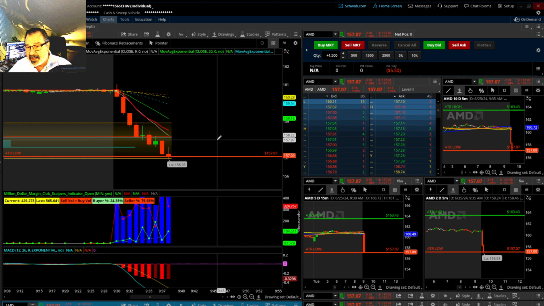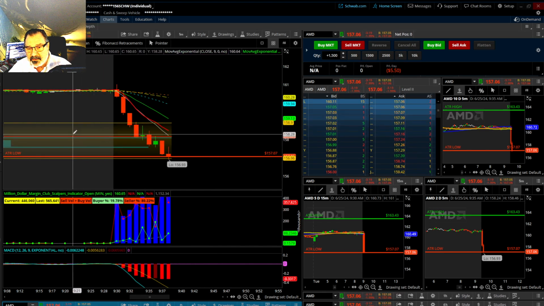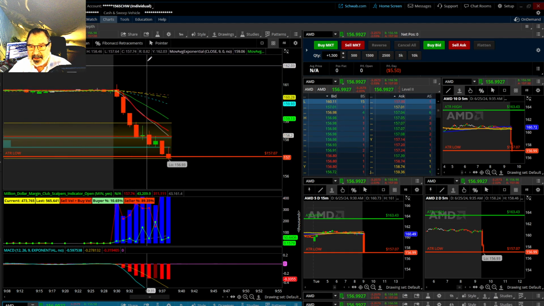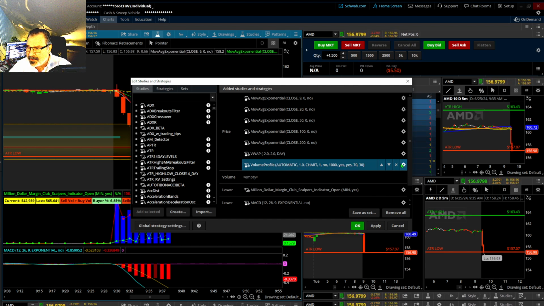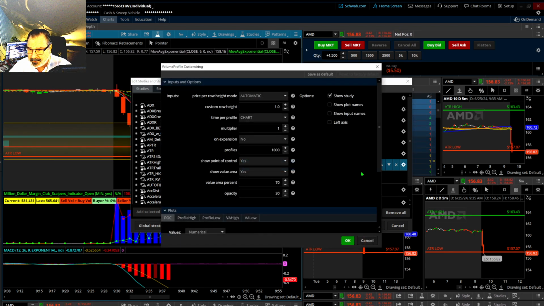So this is the layout, how I trade it for both the RV strategy and the open strategy that we're beta testing right now. Now, within this 1-minute chart, you will see the volume profile. There's lots of questions about how to set that up. So here's the volume profile. Let me open it up for you here.